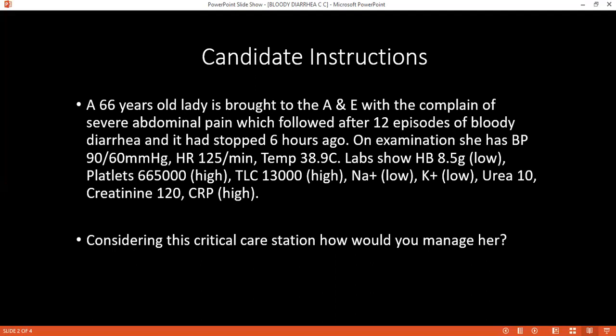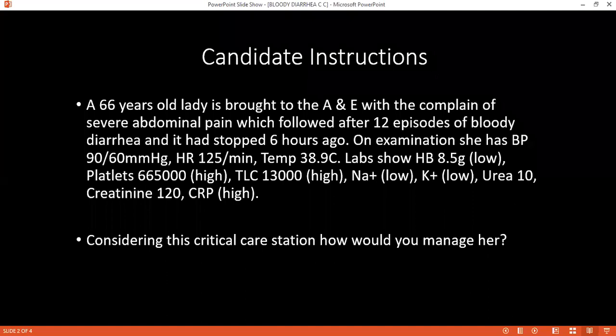Right. Considering it a critical care scenario, can you please tell me how you are going to plan to manage this patient? I'll manage this patient according to the ABCD format, according to care of critically ill surgical patients in the CRIS protocol. I'll see the airway, breathing, and the circulation. I'll put in two large bore IV cannulas, start the IV fluids, and send the blood.